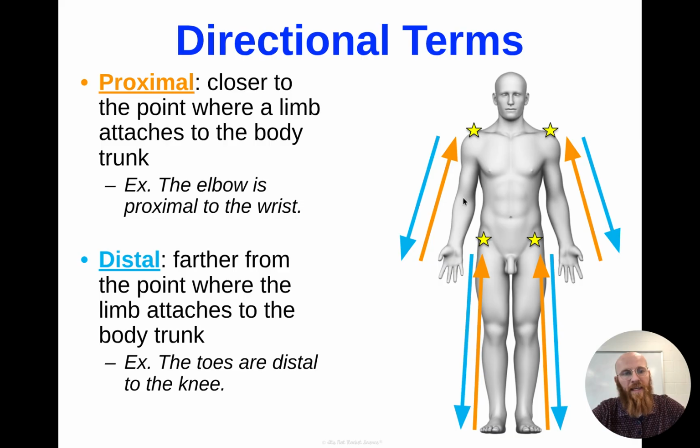So you could think of the attachment points here as the shoulder or the hip. So anything proximal to is going to be closer to that trunk, okay? So the elbow is proximal to the wrist. Distal is more distant, so farther from the point where that limb attaches. So I could say that the toes all the way down here on the lower extremity are distal to the knee because they're further from or have more distance away from where the appendage actually attaches to the trunk, okay? So it's further away from the hip, the same way that the wrist is distal to the elbow.